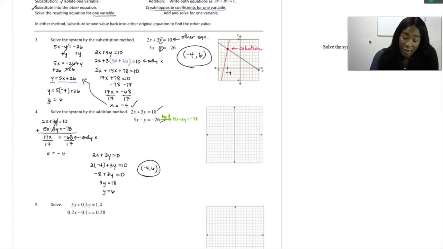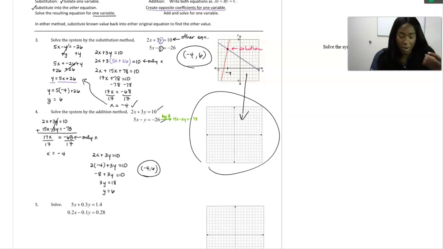I'm not going to graph this because this is actually the exact same graph. I didn't mean to put this on the paper. But the purpose here is I showed you how, one, we could solve the system using substitution, and two, we could have also solved the system using addition or elimination.